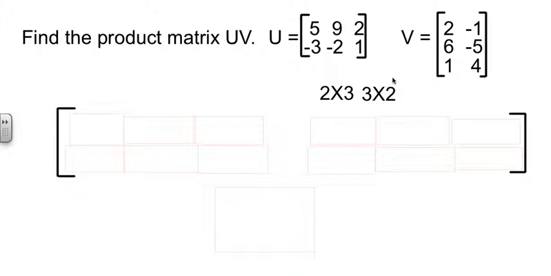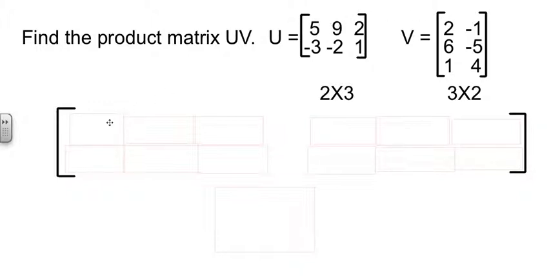Okay. They're both 3. So we can do the work, and the outside dimensions being 2 by 2 tell us the final size. We're going to have something with 2 rows and 2 columns. Okay. Now the rule is you take the first row times the first column, and those values go in the first row, first column slot. And you go piece for piece.